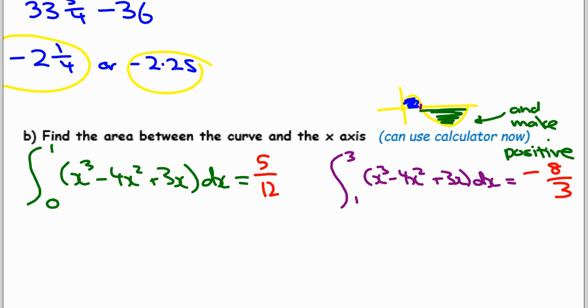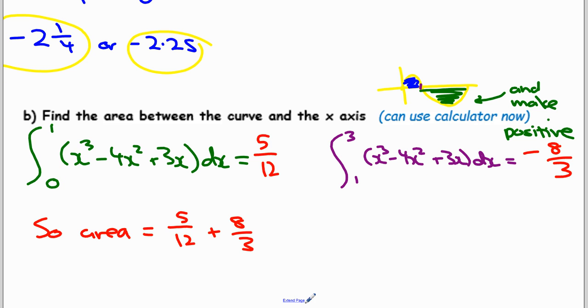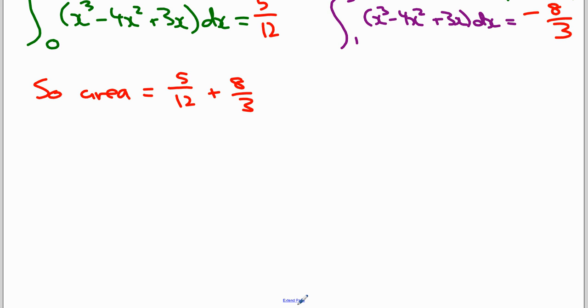Because in a sense, the area is going to be the blue one plus the green one. The green one we make positive and then find the common denominator. So 5 over 12 plus 8 over 3 equals 37 over 12. Yay, 37 over 12. Such a gross number. So make a little note down here.